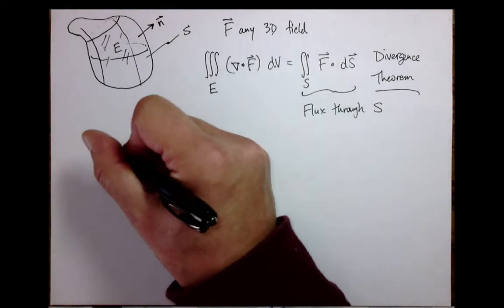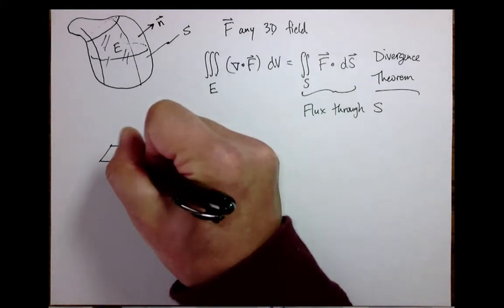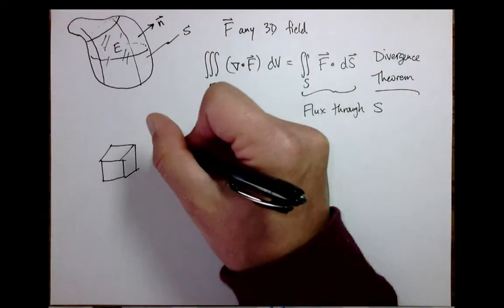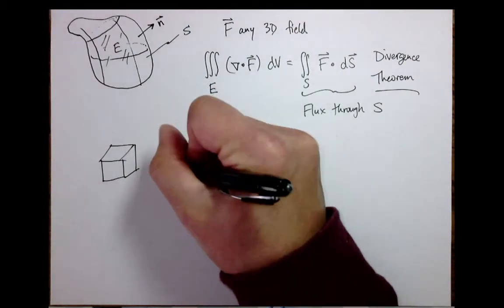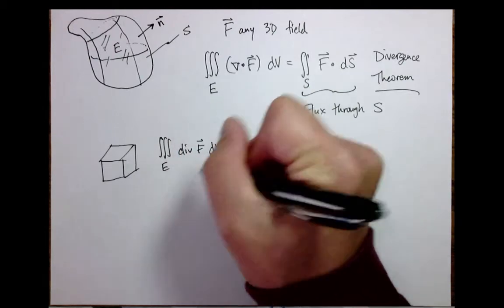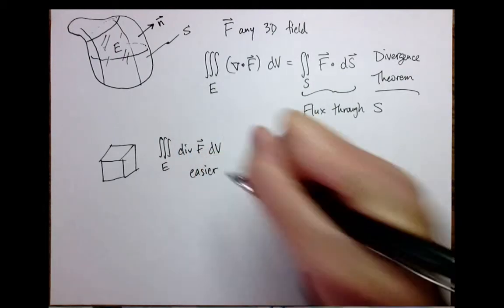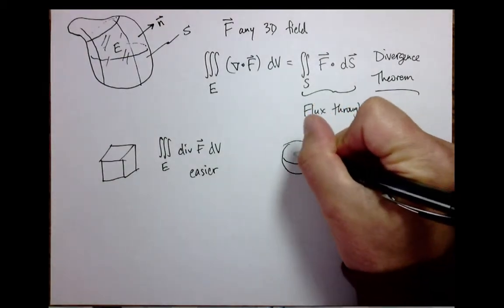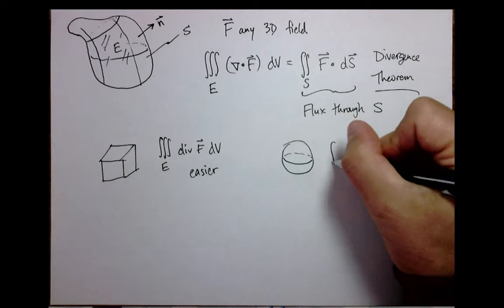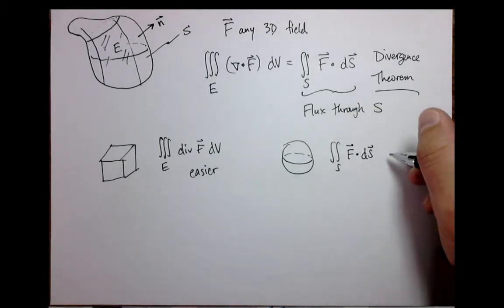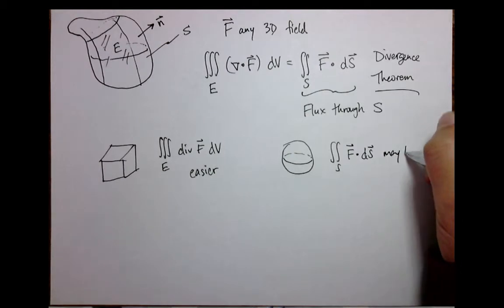So the point is that, again, certain things are easier in one form than the other. So if you have a box, that's really easy for triple integrals. So that's probably the easier choice. But if you have a sphere, well, it could be either, but it's very easy to parameterize. So F dot dS may be easier.